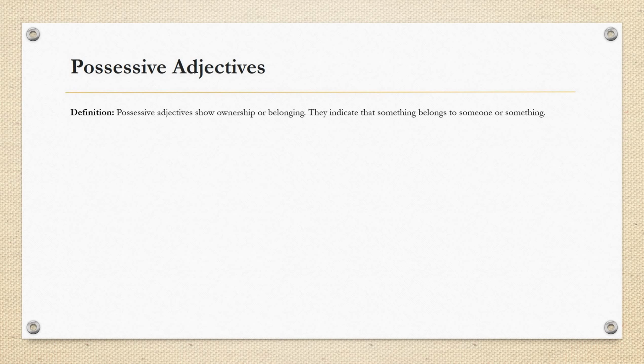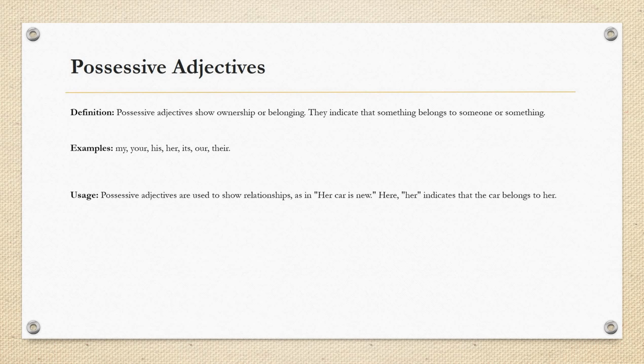Possessive adjective. Possessive adjectives show ownership or belonging. They indicate that something belongs to someone or something. Example: my, your, his, her, its, our, their. Usage: possessive adjectives are used to show relationship, as in, "Her car is new." Here, "her" indicates that the car belongs to her.